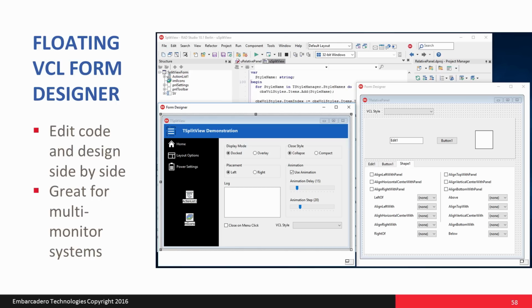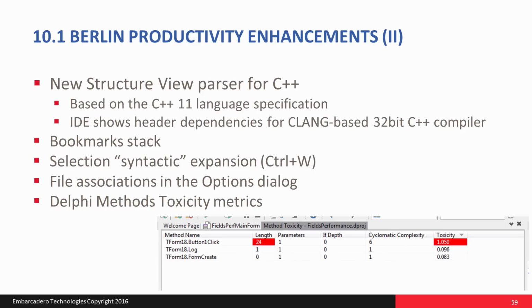Again, the main feature, the most visible, is likely the new floating form designer, but it is available both for the VCL and for FireMonkey. So in this case, you can see two floating forms and the editor in the back. There are many other productivity enhancements in 10.1 Berlin.